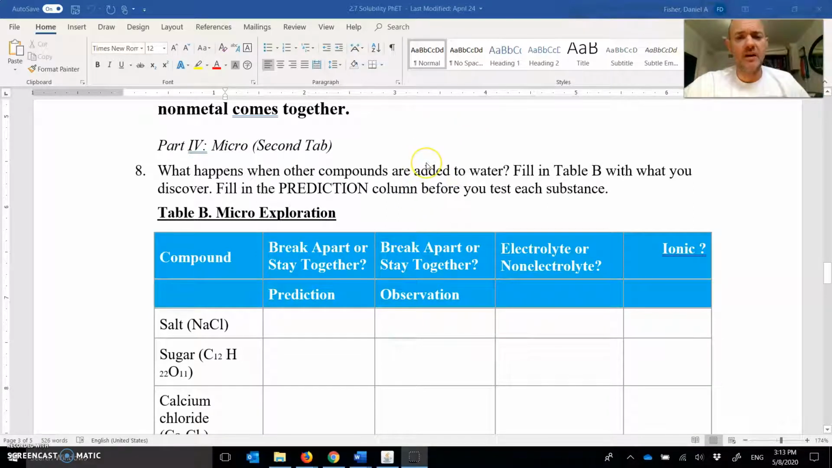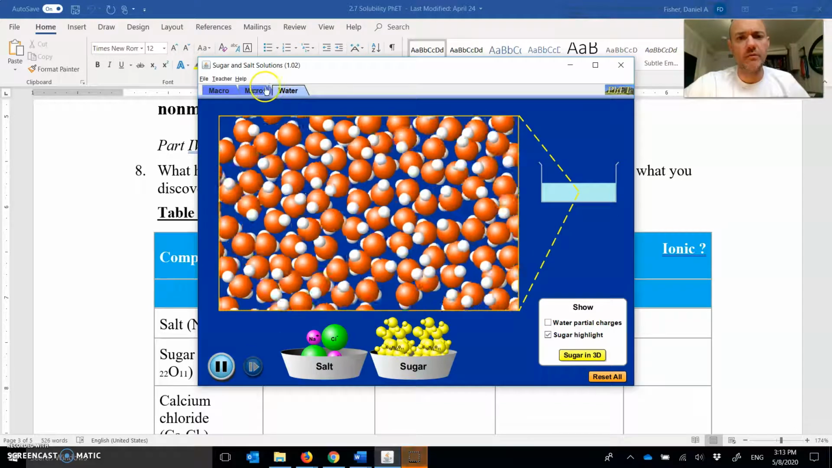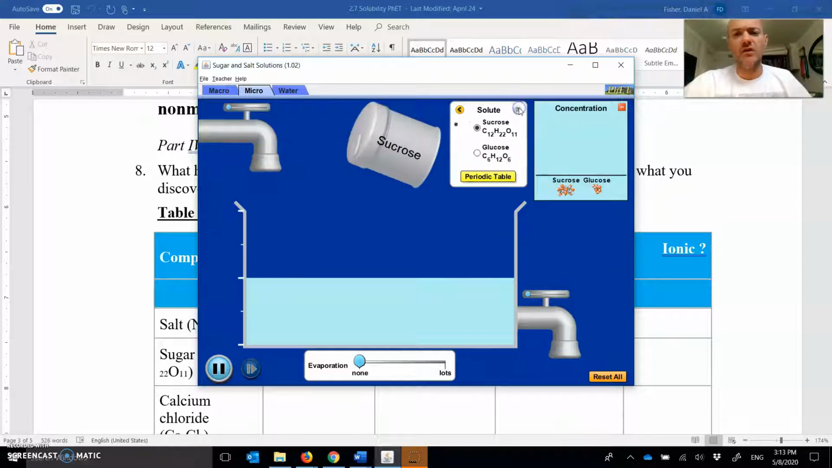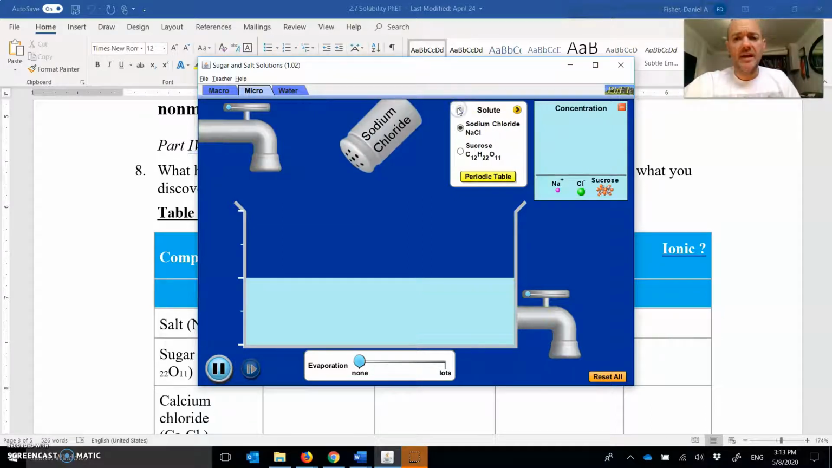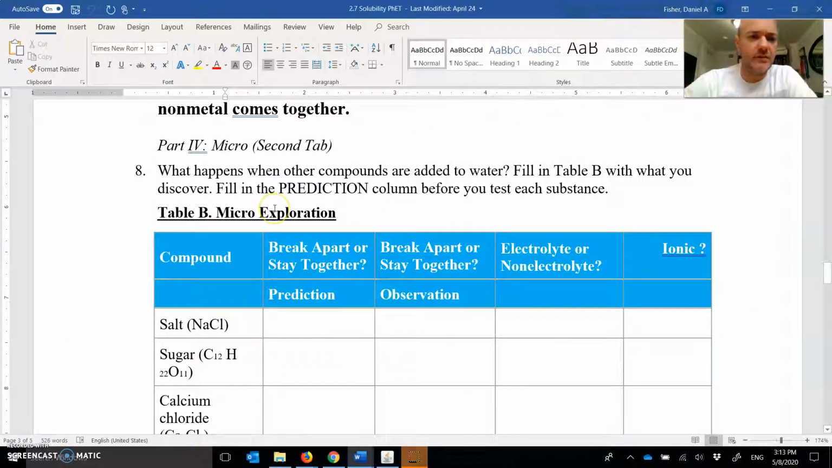If you're looking at the simulation, we're going to click over from water, where we've been for the last part, to micro right here. And you'll notice you can click through and look at different solutes. Solutes are things that dissolve in water. So we can look at all sorts of different stuff. And I'll come back to what that looks like in a second here. Let's switch back over to here.